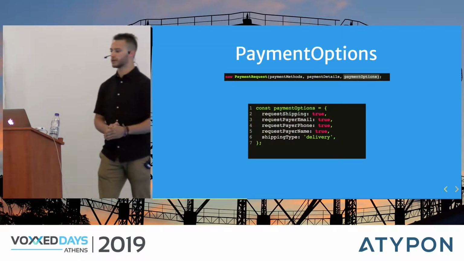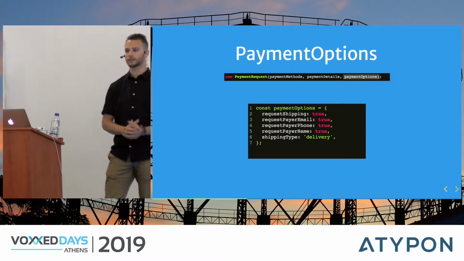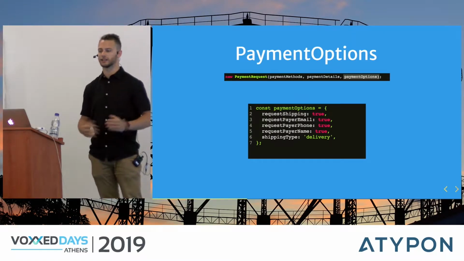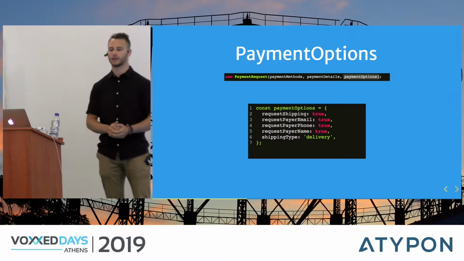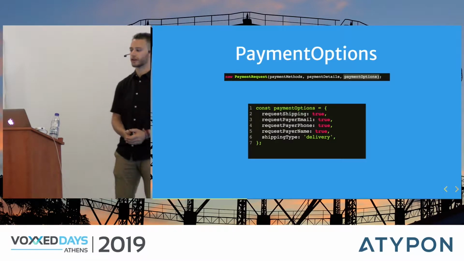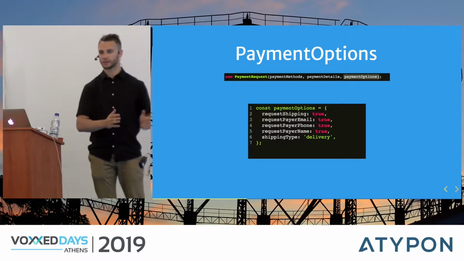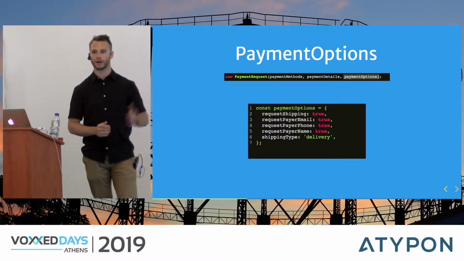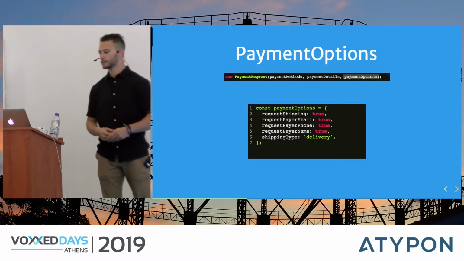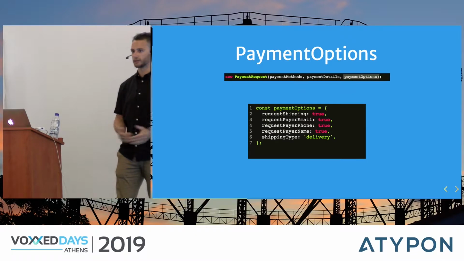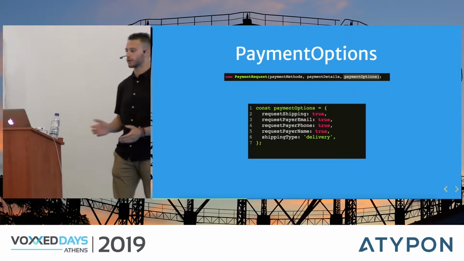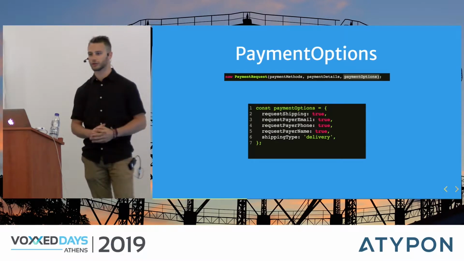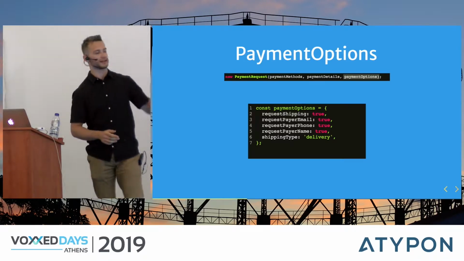And the last option to pass to this constructor is your payment options. So this is where you define any additional non-payment related information you'd like to collect. So if you're selling a physical product, you probably want to prompt for a shipping address. In many cases, you'll probably want to prompt for the email address or the name of the user, unless maybe the user's already logged in. So you can define these here.